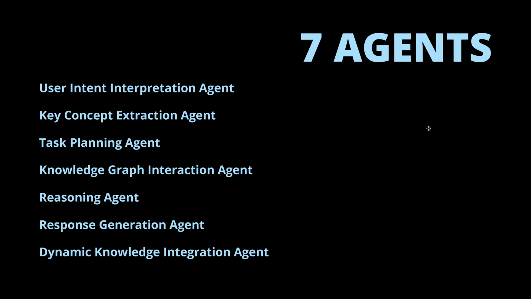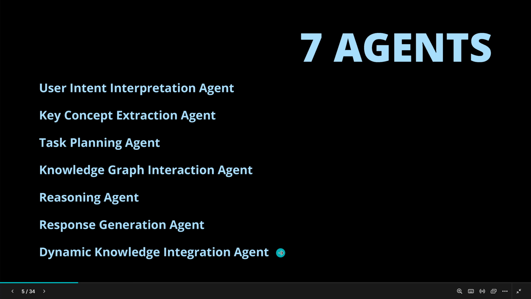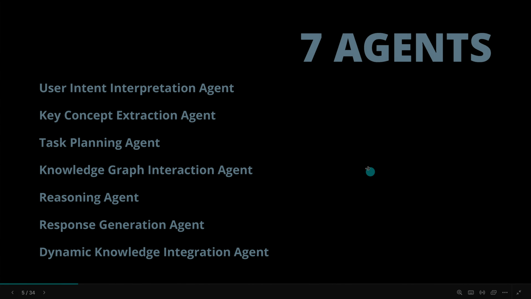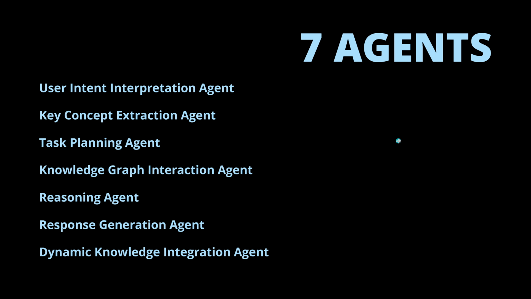Now, here we have 7 agents. Aren't they beautiful? So let's have a look. Just look at the name and you might understand what we are talking about. The user intent interpretation agent, the key concept extraction agent, the task planning agent, the knowledge graph interaction agent, we say, here it's happening. The reasoning agent, the response generation agent, and the dynamic knowledge integration agent if we want to feed new nodes and edges back to our knowledge graph. So, interesting. 8 institutions, 7 new agents.